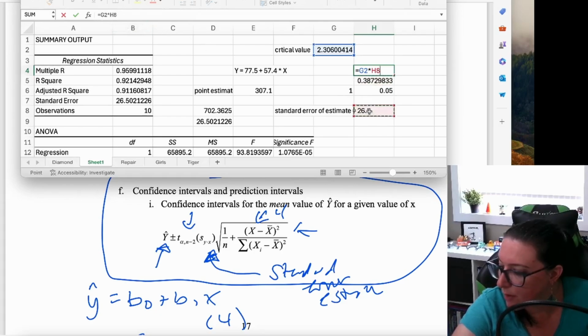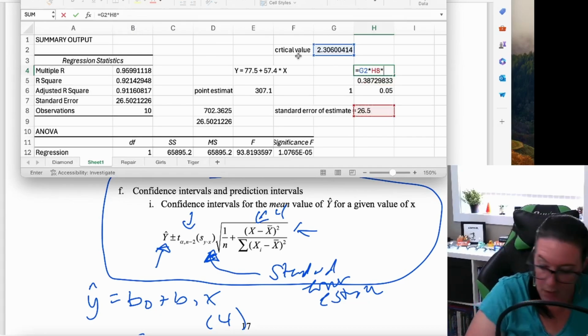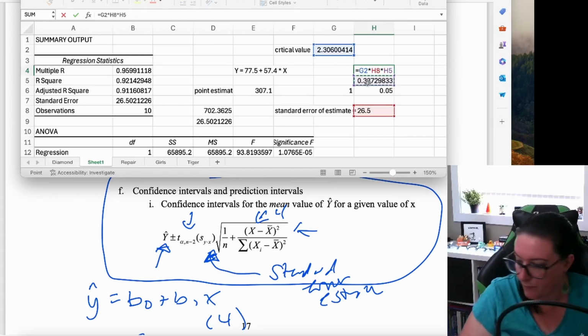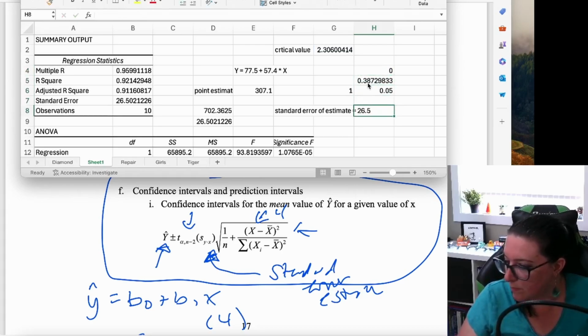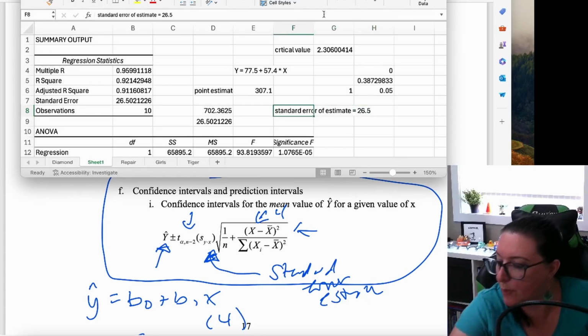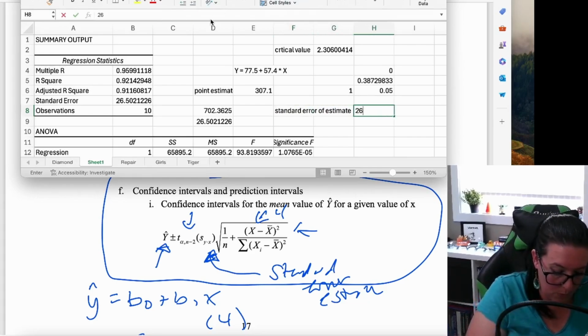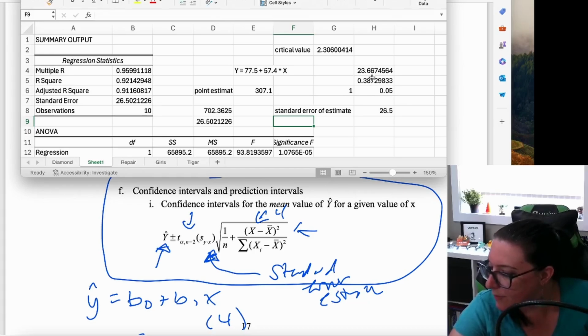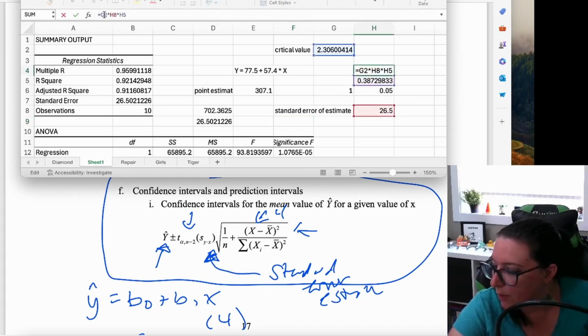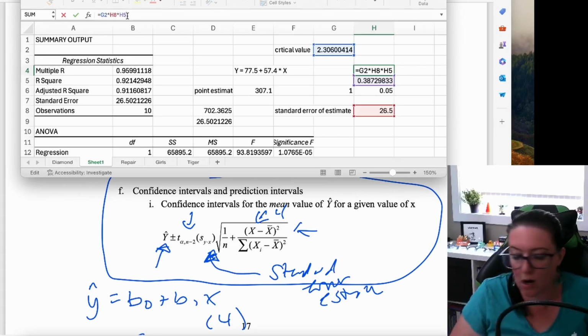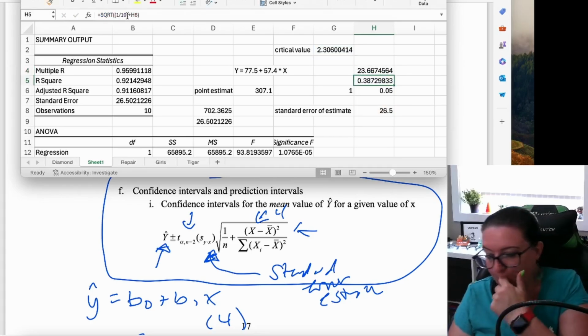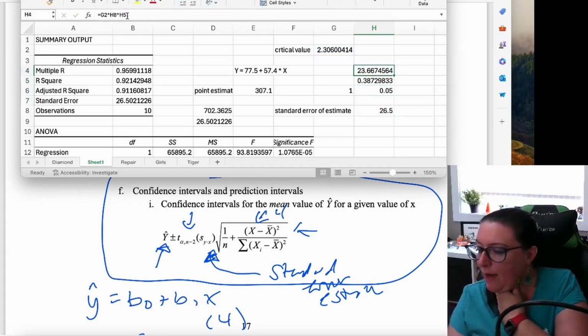Do I have a number there, or is that something else? It seems like it's just times this. Oh, it's because I wrote this out as if it was just a whole statement. Let's do standard error of estimate 26.5. All right, so this should be critical value times standard error of the estimate times our calculation there.